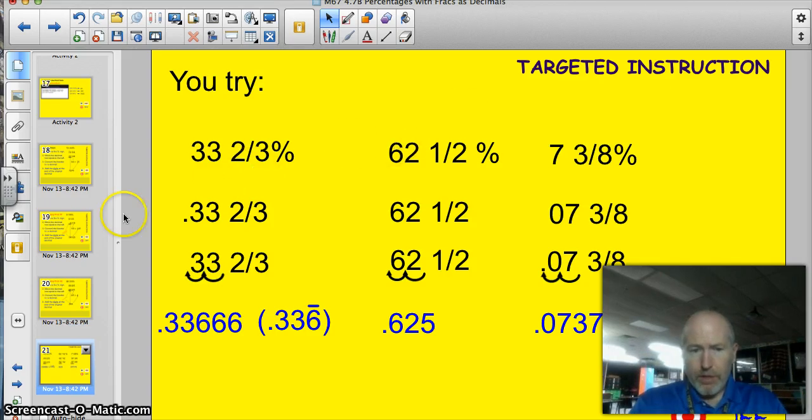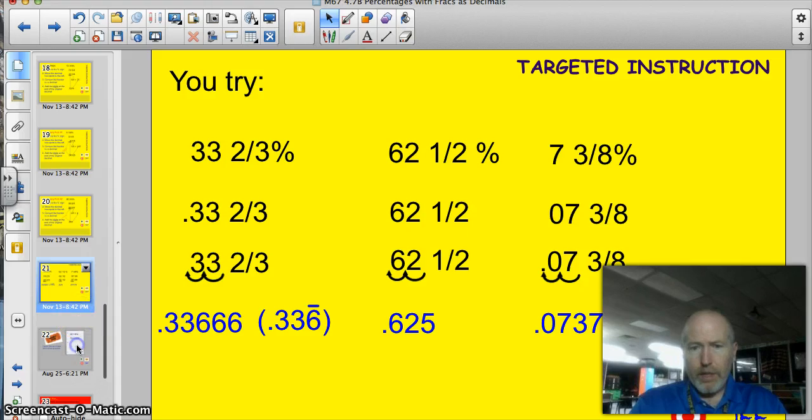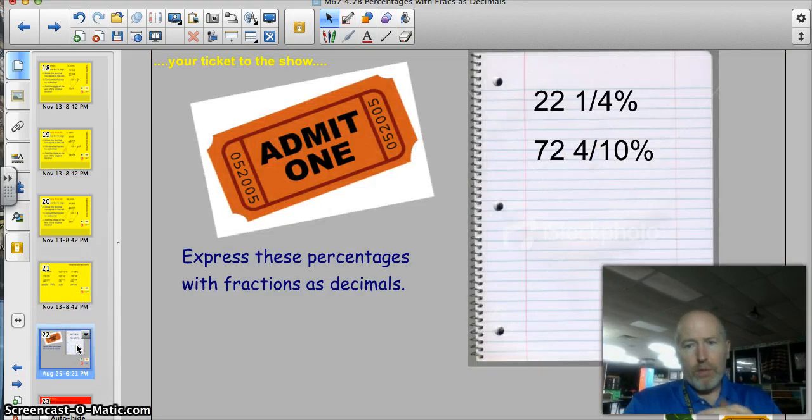All right, time for the ticket to the show. Right here. 22 and 1/4%, 72 and 2/5%. Express these percentages with fractions as decimals.